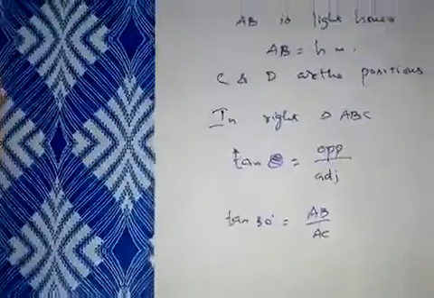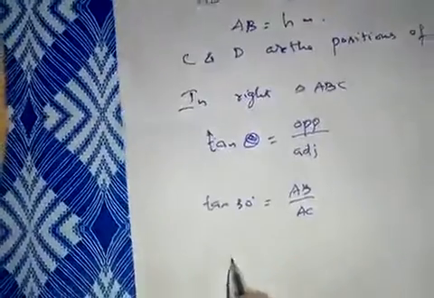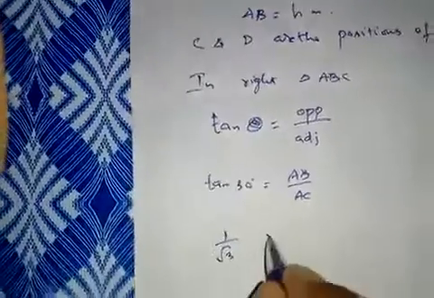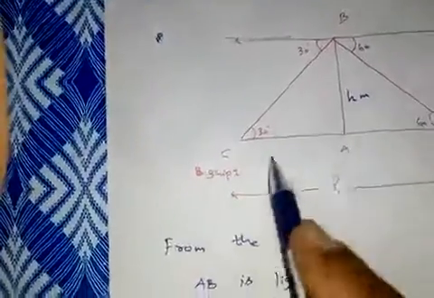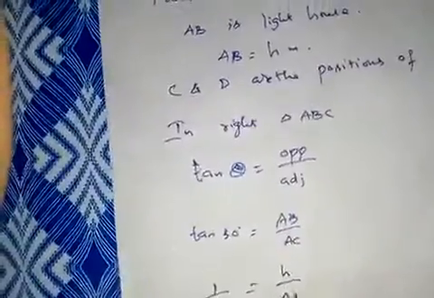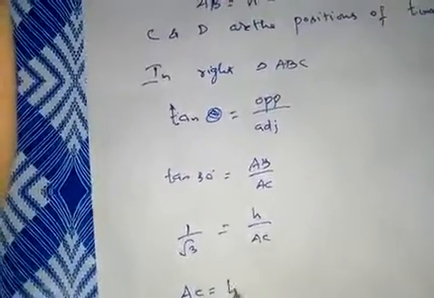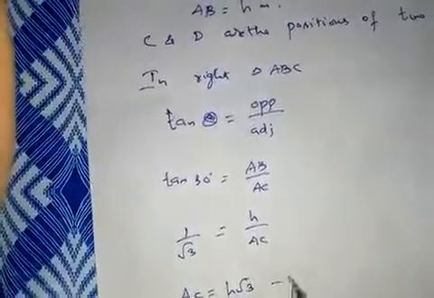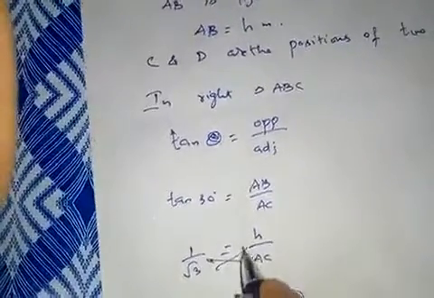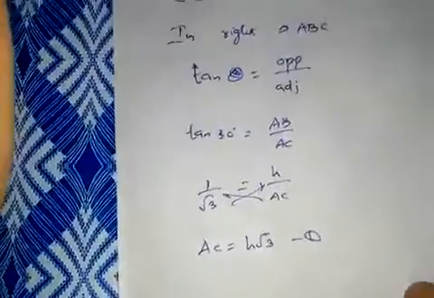Now what is the tan 30 degree value? Tan 30 degrees is 1 by root 3, equal to AB, which is h meters, divided by AC. So AC value we have to find. By cross multiplication, AC is equal to h root 3. This is equation 1.